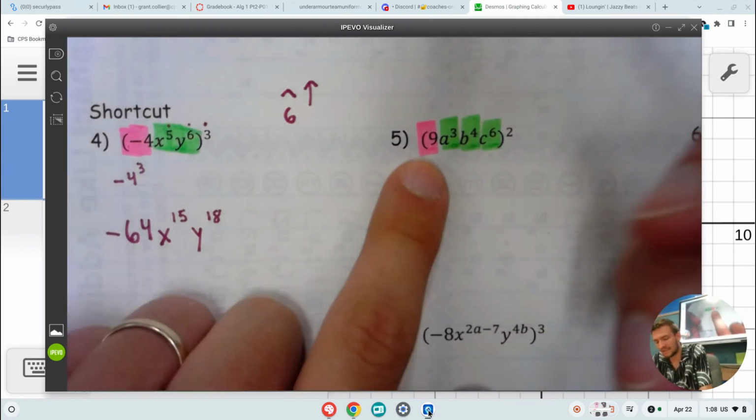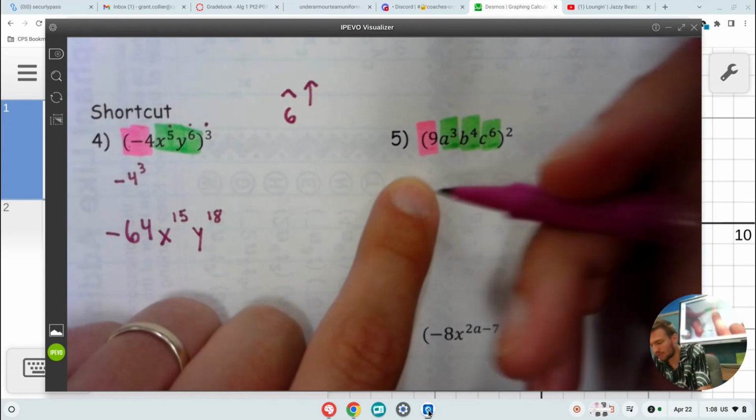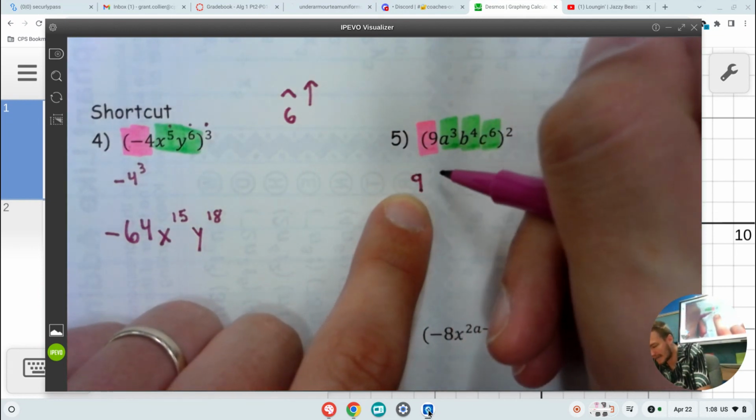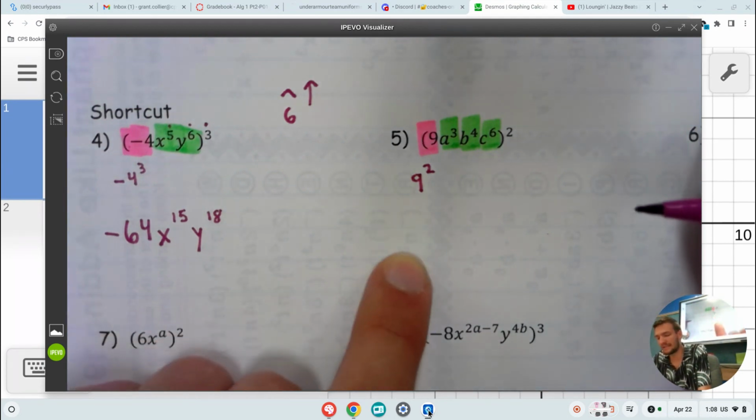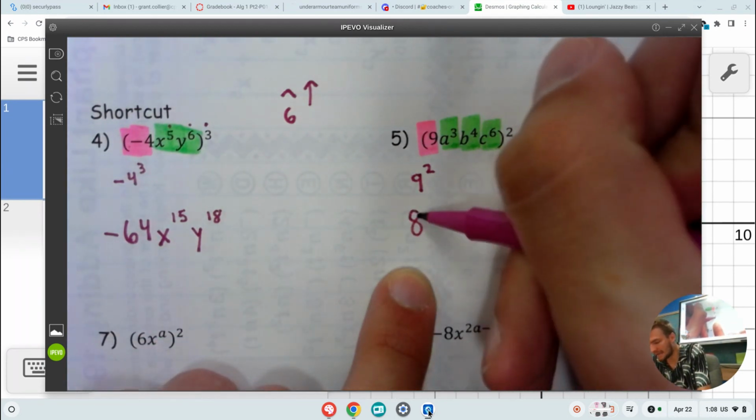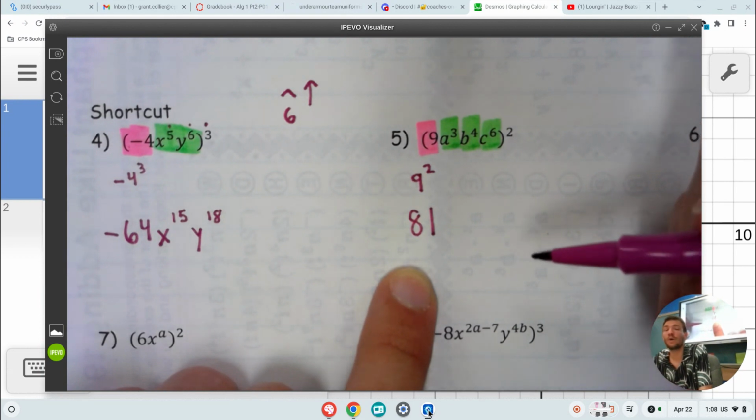So when this one is a 9, that's a normal number. That means we need to use 9, shift 6, 2 to get a 9 squared. And what is 9 squared? 81. And then we're going to start working on our letters.